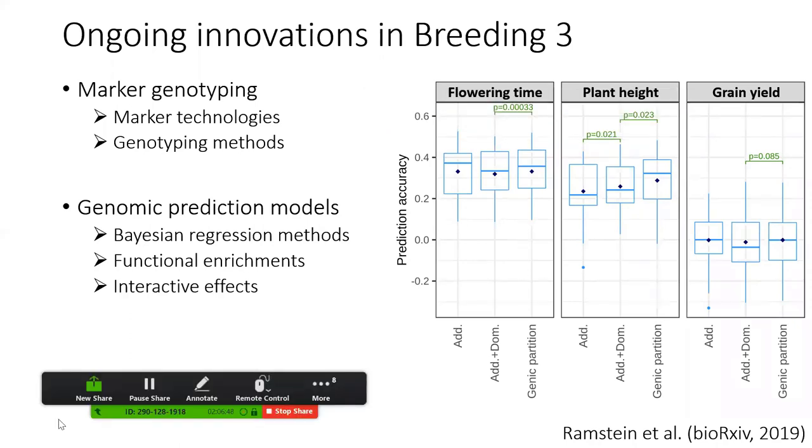Recently, we published about how to use functional enrichments, either by information about genomic evolutionary pressure, recombination rate, or genetic regions, to increase the ability to capture the variability of our trait and to make more robust genomic predictions. Also, a big area of research in genomic prediction is how to incorporate interactive effects, so dominance, interactions within a particular locus, but also epistasis and other interactions of markers, so the differential effects of markers depending on genetic backgrounds, population backgrounds, and also depending on environmental backgrounds.